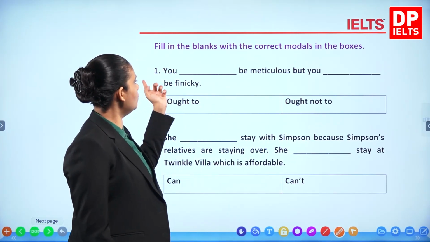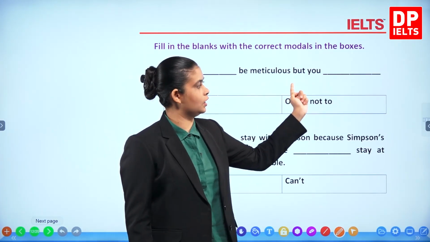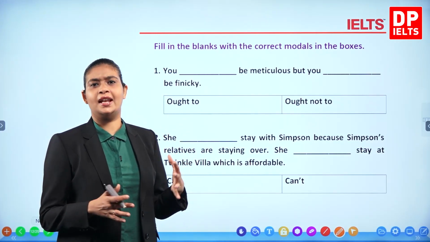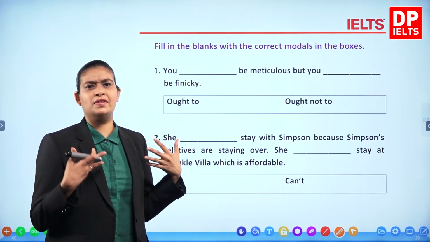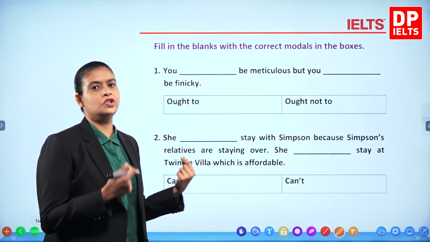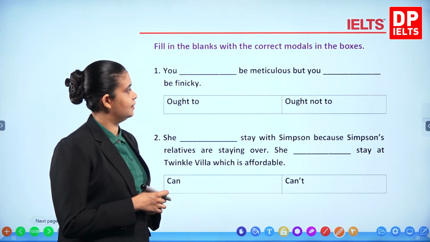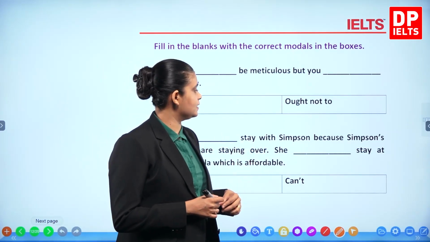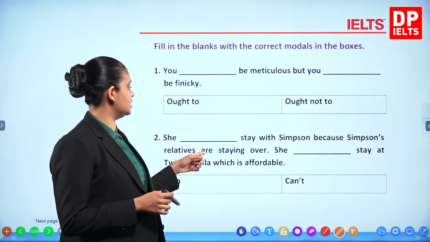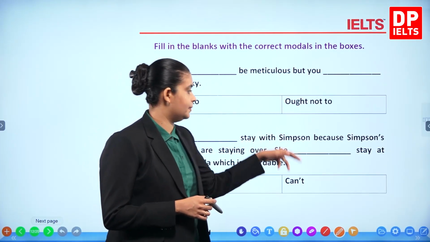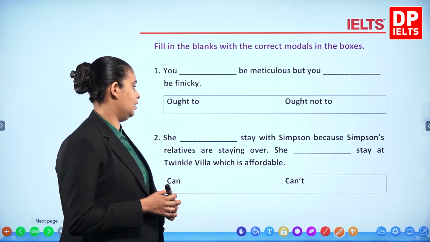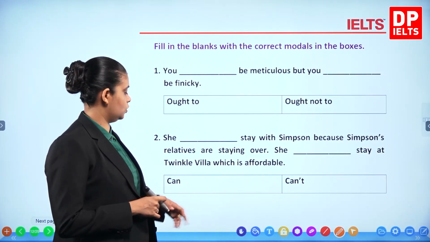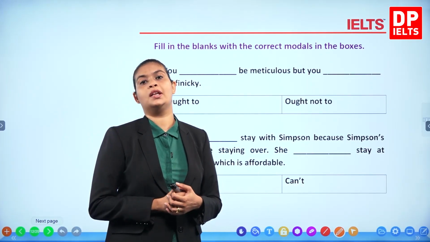You blank be meticulous, but you blank be finicky, right? Meticulous is looking at every detail. Finicky is you're very fussy about everything. So which words go along with these? Second one, she blank stay with Simpson because Simpson's relatives are staying over. She blank stay at Twinkle Villa, which is affordable. Okay, so which one is can and which one is can't?